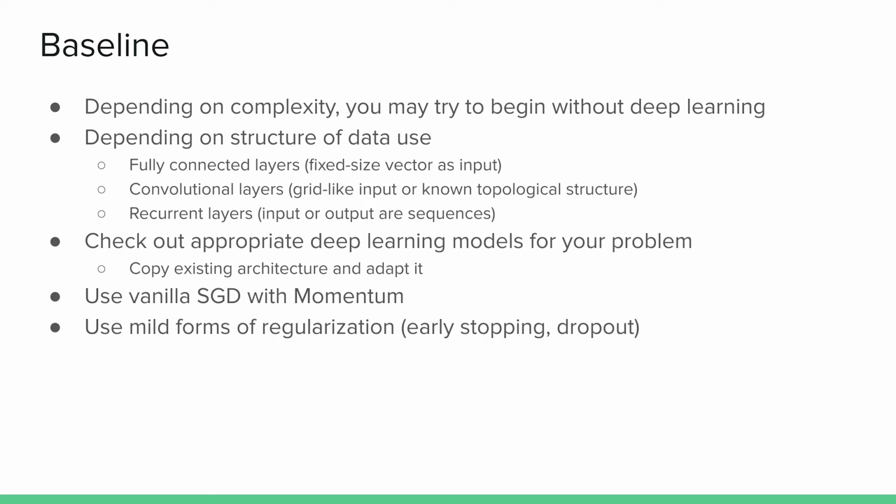So if the data that we're using has a fixed size input, we could start with fully connected layers. If we have grid-like input data, we could use convolutional layers to start with. And if we have some input and output sequences, recurrent neural networks are probably the best starting point to establish a baseline, to kind of get our first draft, our first end-to-end pipeline.